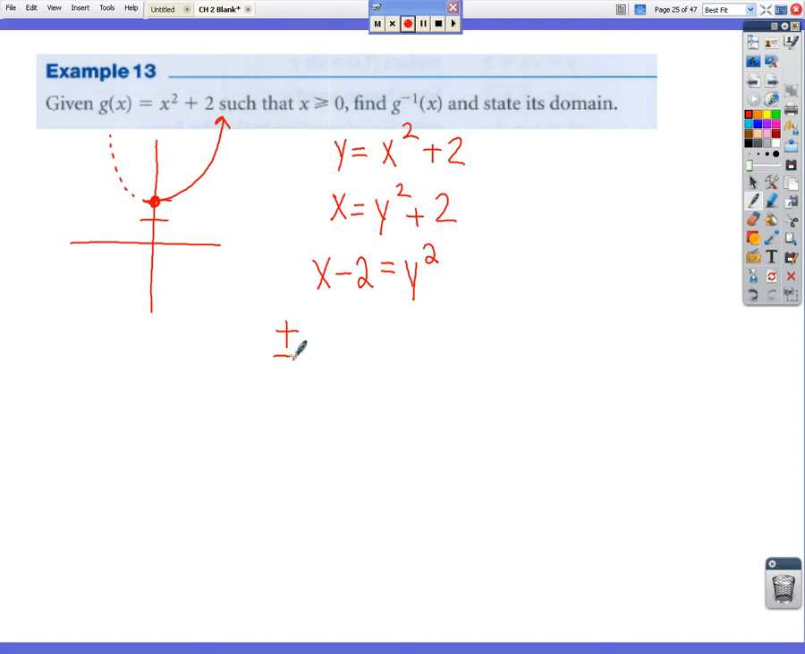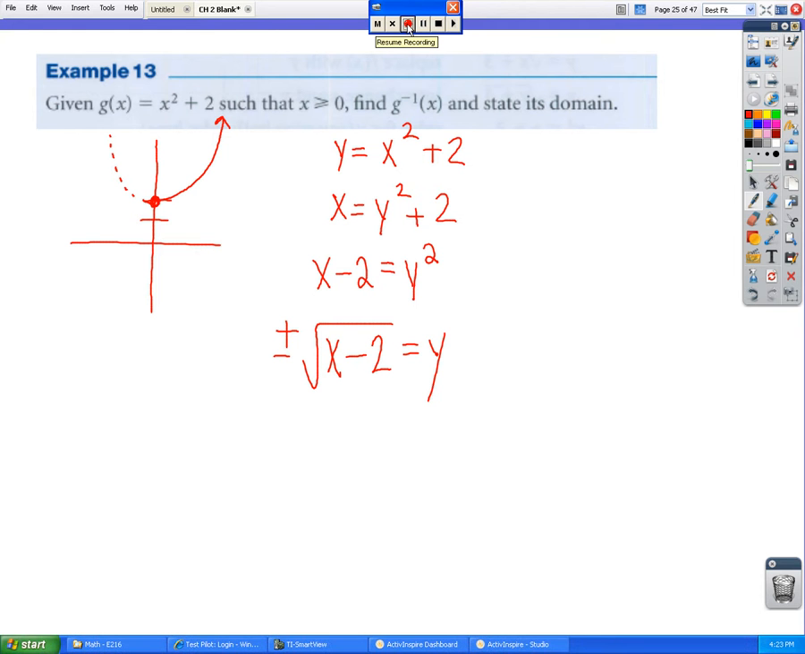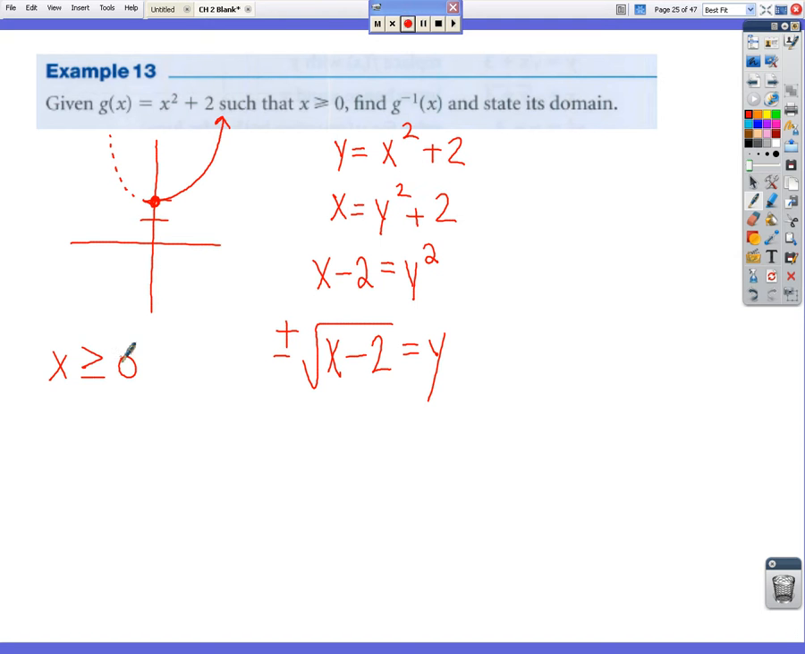And square root. So we do plus or minus square root of x minus 2 equals y. Well, if your x is greater than or equal to 0, then you want to look at the fact that if x is greater than or equal to 0, my y values are greater than or equal to 2.